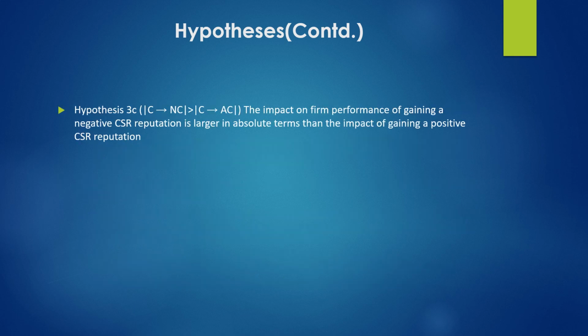Hypothesis 3C states that the impact on firm performance of gaining a negative CSR reputation is larger in absolute terms than the impact of gaining a positive CSR reputation. In this hypothesis, we compare moves away from neutrality. Here we are comparing the impact on firm performance in absolute terms of hypothesis 1B, that is moving away from neutrality to above compliance, with hypothesis 2A, that is moving away from neutrality to non-compliance.